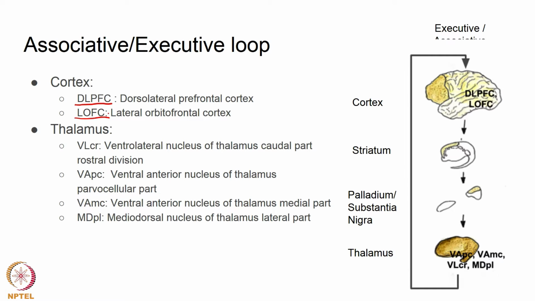So, from the cortex the inputs come from DLPFC and LOFC, essentially the dorsolateral prefrontal cortex and lateral orbitofrontal cortex, and the outputs are through the VL caudal part of the rostral division. So, in the ventrolateral thalamus, but a different area in the ventrolateral thalamus when compared with the motor loop, and the VA nucleus parvocellular part and the ventral anterior nucleus, the medial part, and the mediodorsal nucleus, the more lateral part of this.